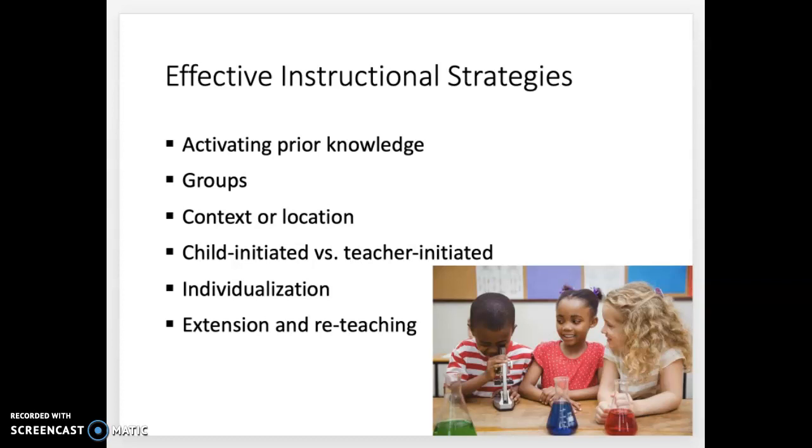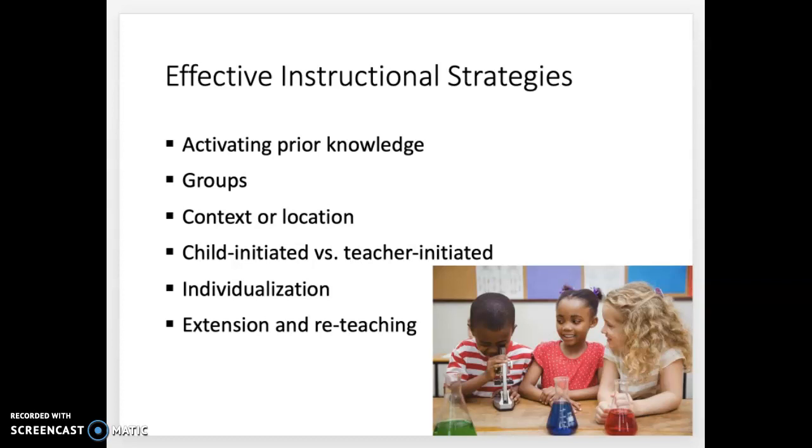We want to activate prior knowledge. We want to see what they already know and connect this new learning with what they already know. So they've got some of those neural connections already starting, and we're activating those neural connections.